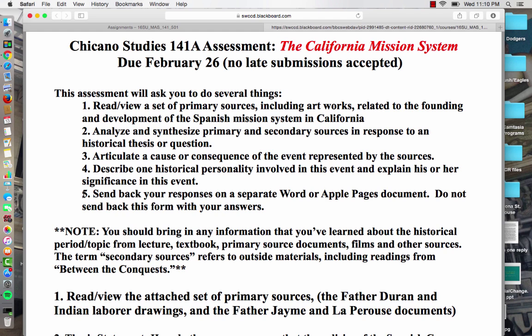Disregard what I have here, at number 5. Don't send me a file. Again, just type your answers directly into Blackboard, and I'll show you how to do that in just a second.